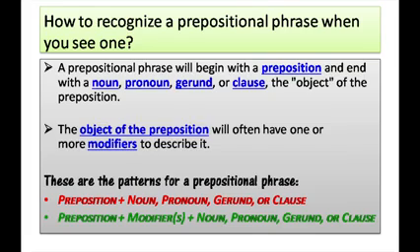Here is the general pattern for a prepositional phrase. The first pattern is preposition plus noun, pronoun, gerund or clause. The second one is preposition plus modifiers plus noun, pronoun, gerund or clause.